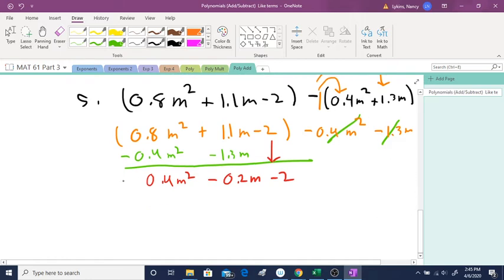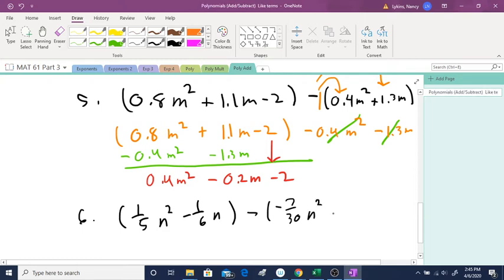And my final example from adding and subtracting polynomials is I'm going to take 1/5 n squared minus 1/6 n. And what I want to do is I'm going to subtract negative 7/30 n squared plus 1/12 n minus 11/30.